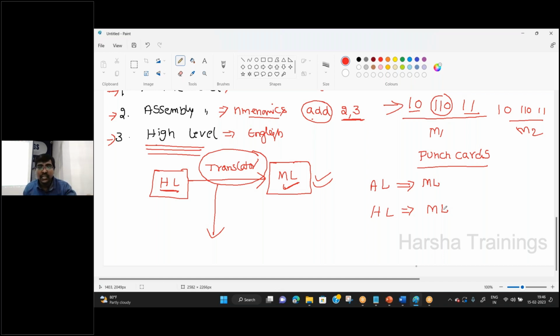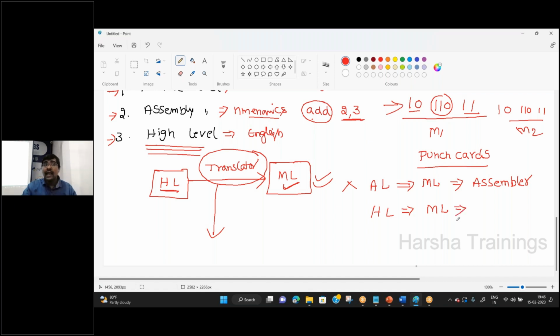That is the reason if you are writing the program in either assembly language or high level language, it takes some time compared to machine level. Why? The conversion. Now, remember, the name of the translator is assembler. Assembler is the translator used for converting assembly to machine. Right now this is not important. Why? We are not using assembly level language now.